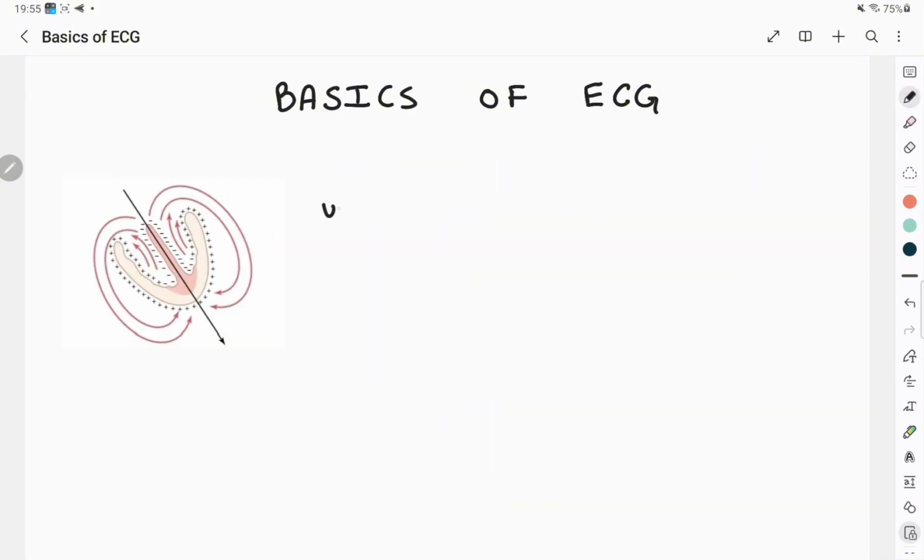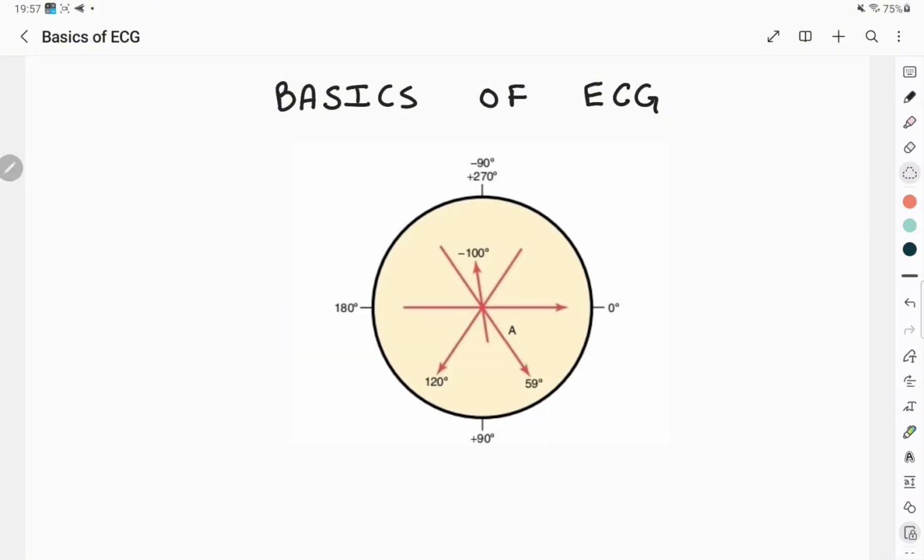Now let's talk about vector analysis and how doctors use it to diagnose heart damage and heart attacks on an ECG. Electricity doesn't just flow randomly through the heart. It travels in a specific direction at any given fraction of a second. We represent this flow using a vector. To track vectors, we use a 360-degree circle mapped over the patient's chest. 0 degrees is perfectly horizontal, pointing directly to the patient's left. 90 degrees points straight towards the feet. 180 degrees points straight to the right. Minus 90 degrees points to the head.